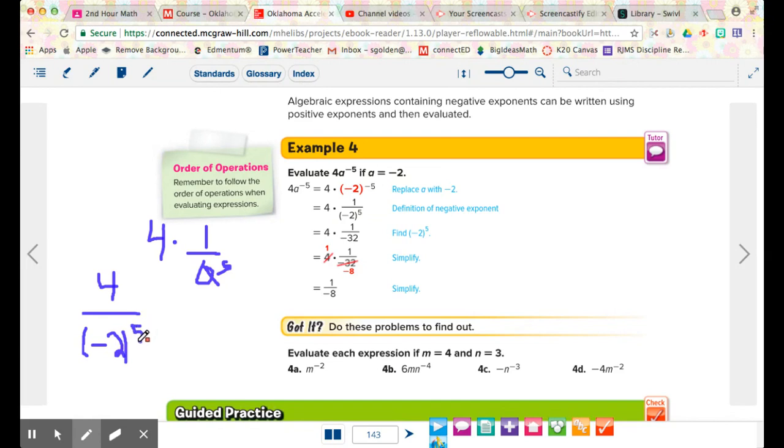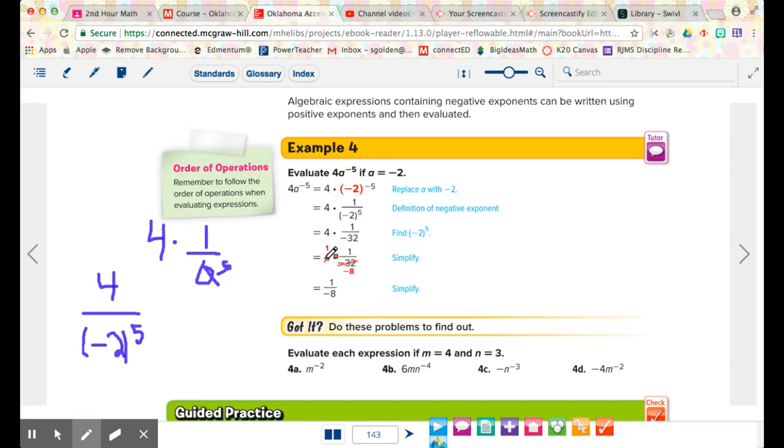Either one is correct. So, using what they did, they said, okay, well, it's 1 over negative 2 to the positive fifth power. Focus on that first. Plug in negative 2 to the fifth power in your calculator, and you get negative 32, because it's negative 2 times negative 2, which is positive 4, then times negative 2 again, which is negative 8, times negative 2 again, which is positive 16, times negative 2 again gives you negative 32.